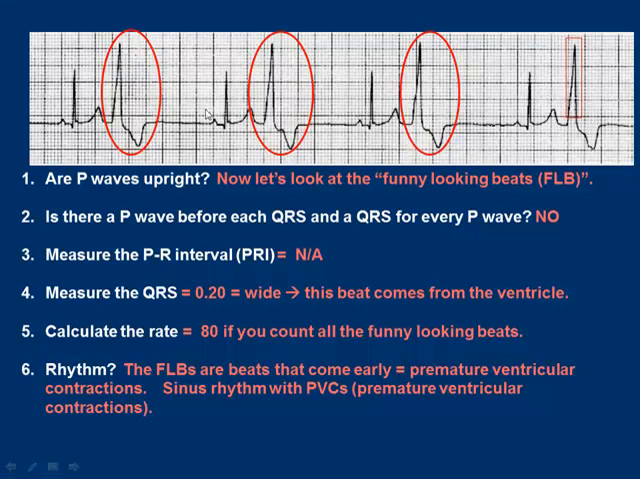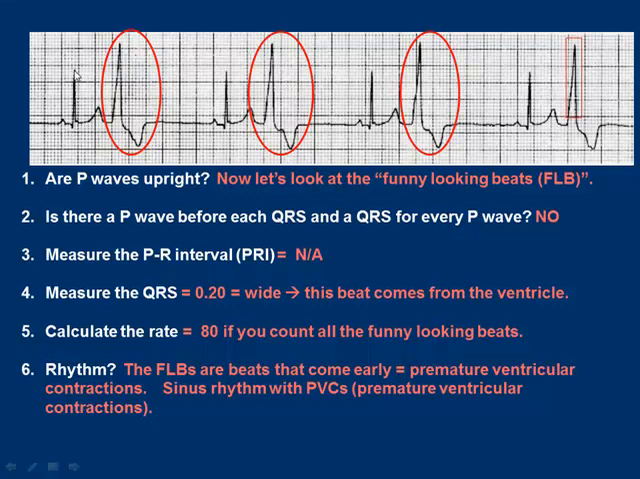So I've got 4 beats here, the normal beats that came from the sinus, and then I've got these 4 beats, the funny looking beats, that came from the ventricle. So again, you put all the beats together, it's a rate of 80, but let's look at what are these funny looking beats. Well, the last name of these funny looking beats is ventricular because these beats came from the ventricle. And if you notice the pattern, it's actually pretty regular.